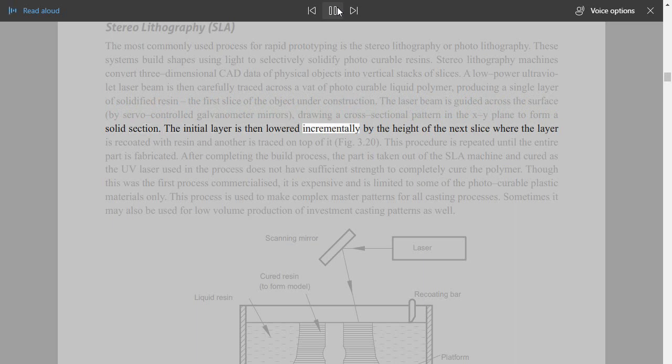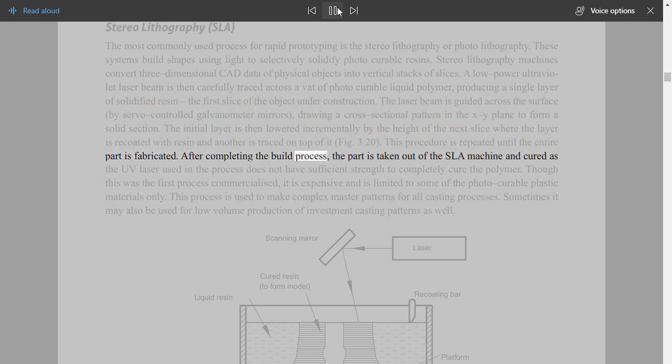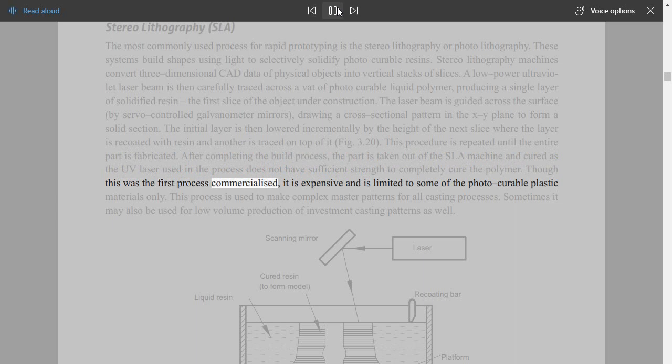The initial layer is then lowered incrementally by the height of the next slice, where the layer is recoated with resin, and another is traced on top of it, Fig. 3.20. This procedure is repeated until the entire part is fabricated. After completing the build process, the part is taken out of the SLA machine and post-cured. The UV laser used in the process does not have sufficient strength to completely cure the polymer. Though this was the first process commercialized, it is expensive and is limited to some of the photocurable plastic materials only. This process is used to make complex master patterns for all casting processes. Sometimes it may also be used for low-volume production of investment casting patterns as well.